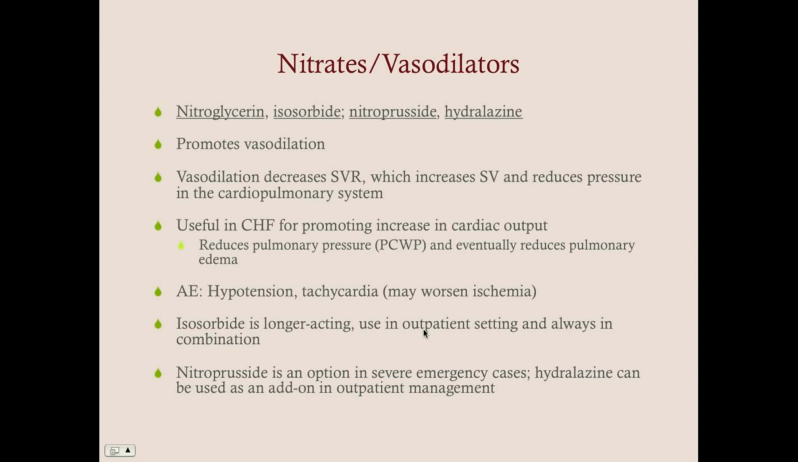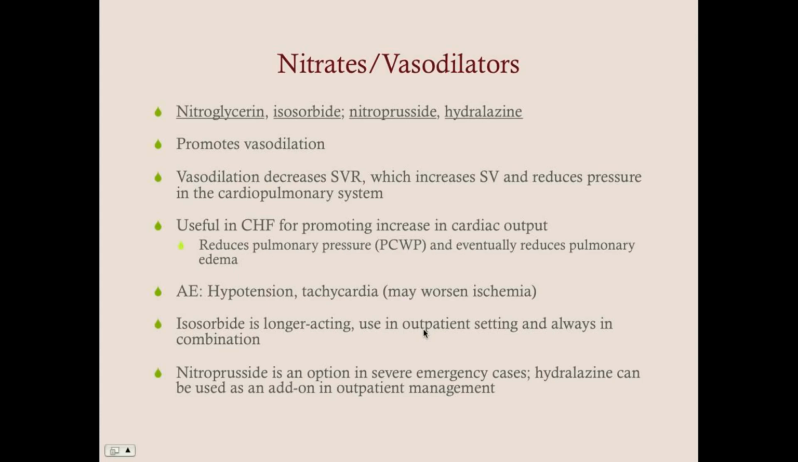But what hypotension does is it increases the heart rate. And when we increase the heart rate, we increase the oxygen demand by the heart muscle, because they have to pump more, they have to contract more frequently. And so what can happen from that is that you can worsen ischemia.